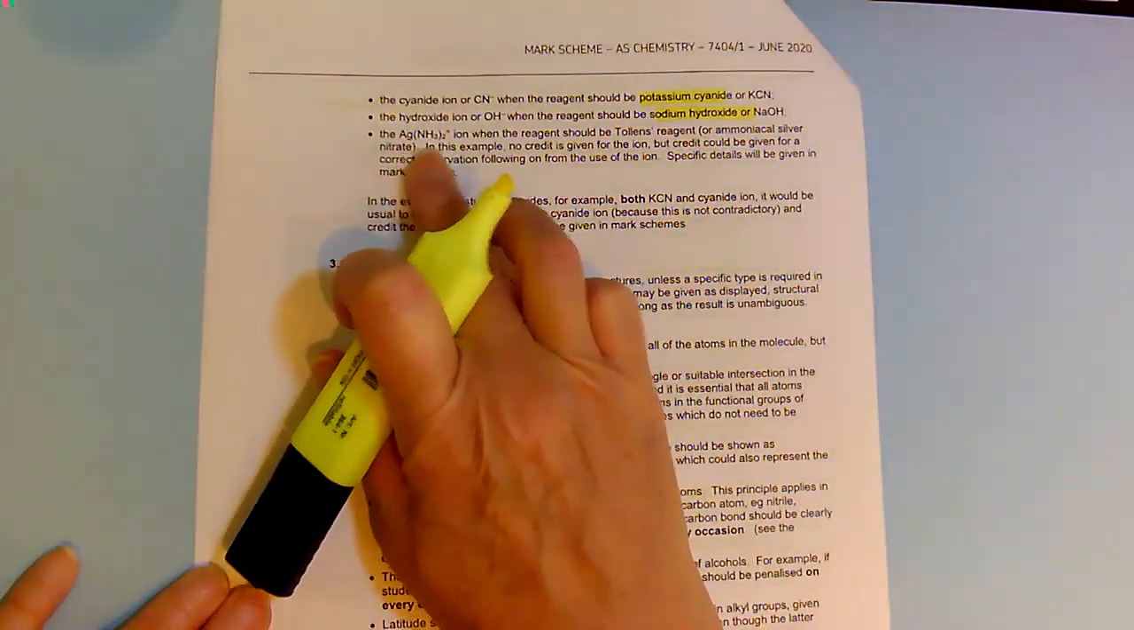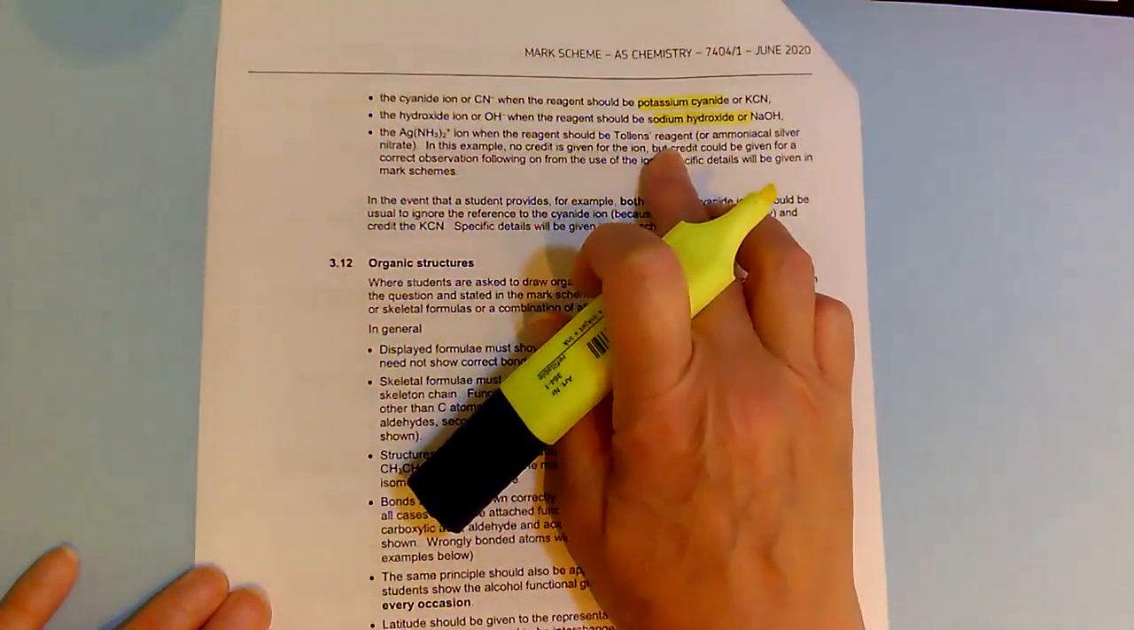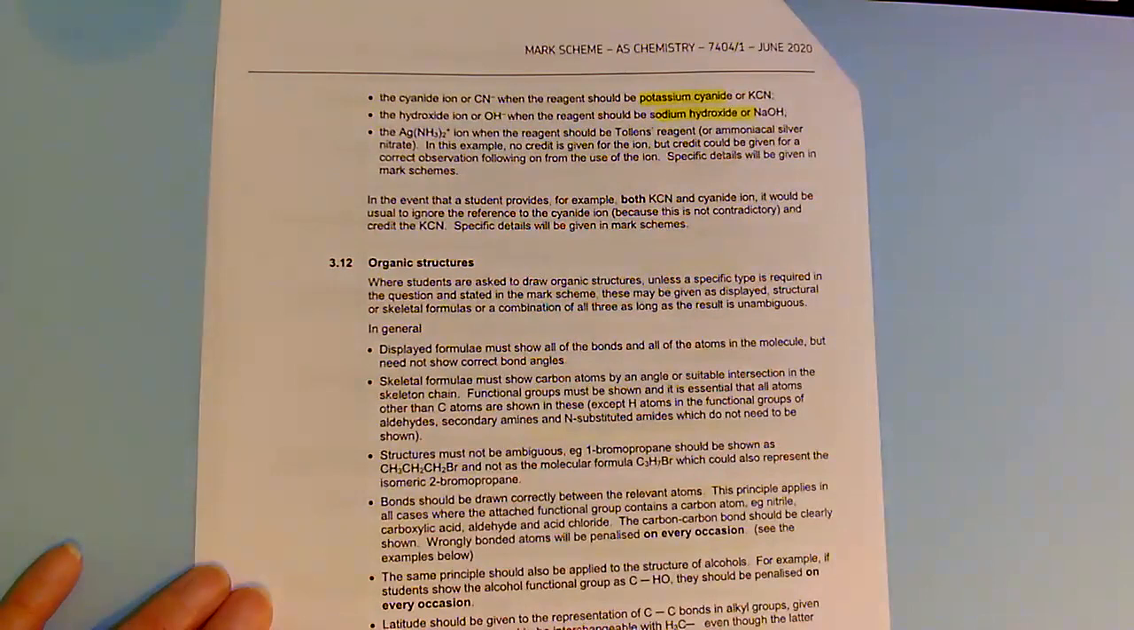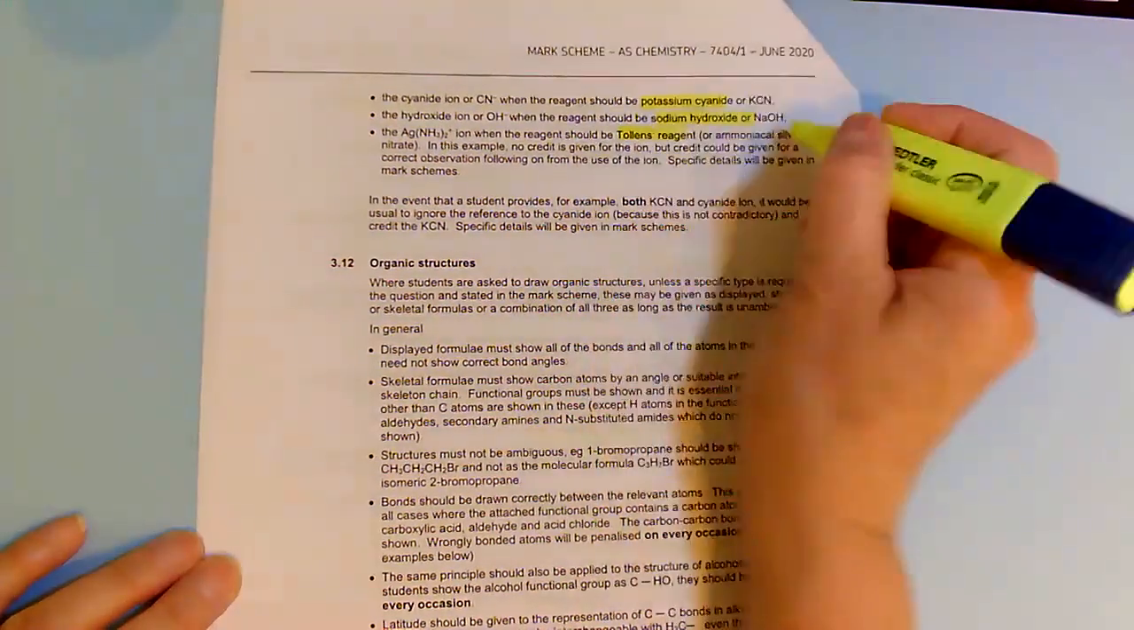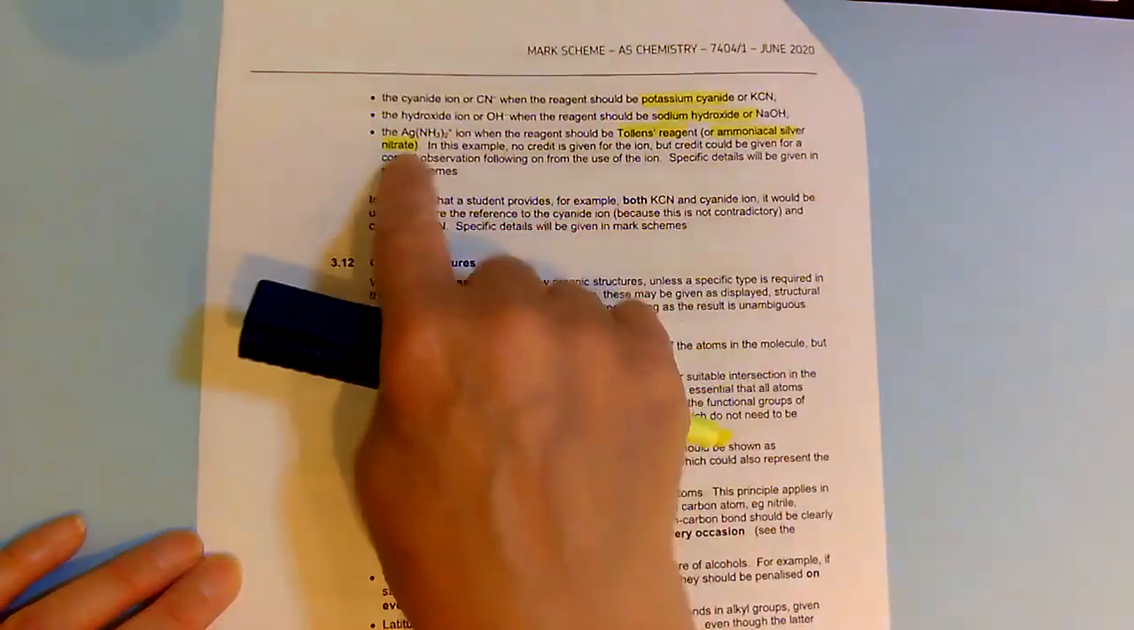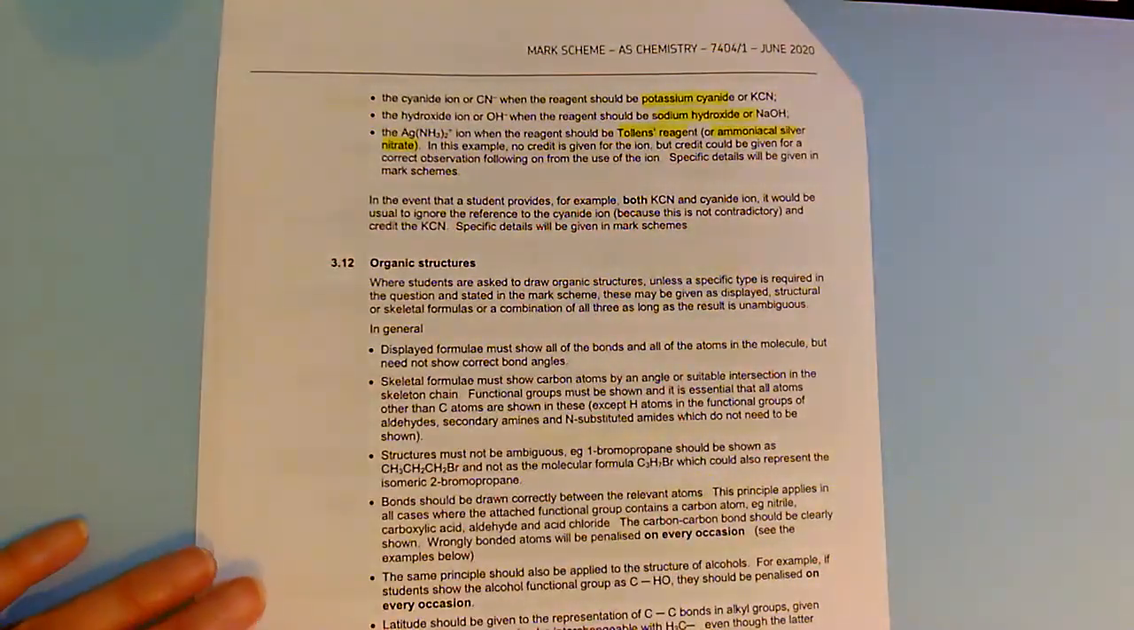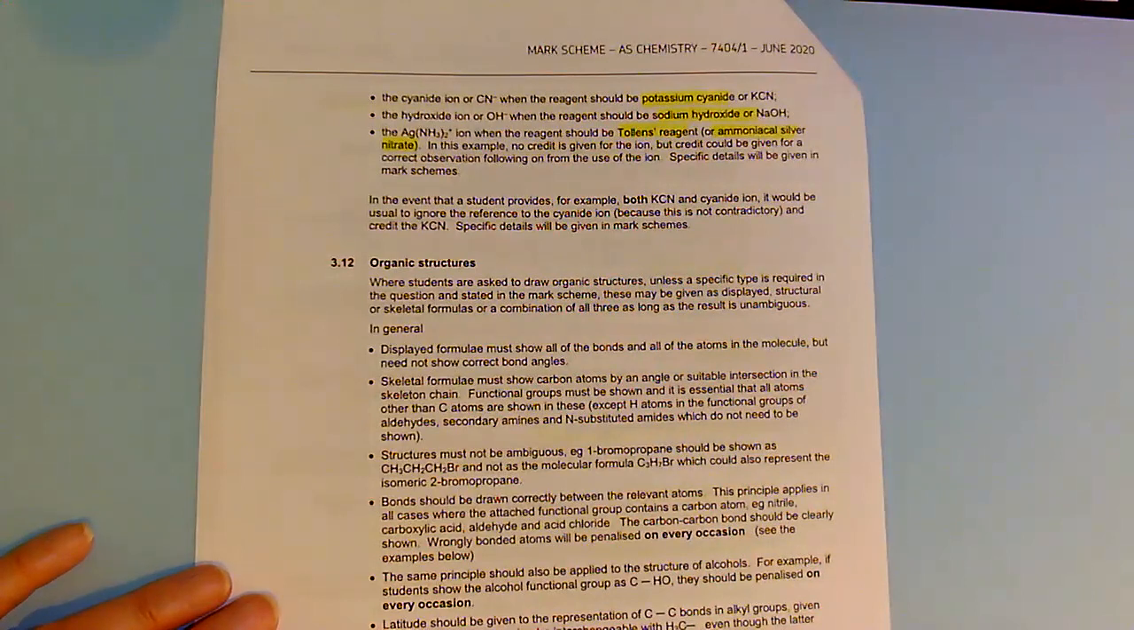And also here, this is the ion that you've got in Tollens reagent or ammoniacal silver nitrate. That is the reagent, Tollens reagent or ammoniacal silver nitrate. It's not this ion. So you wouldn't get credit for giving those ions, even though they are the reactive species within that.